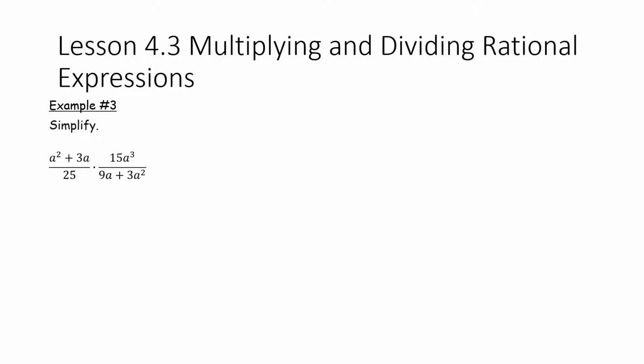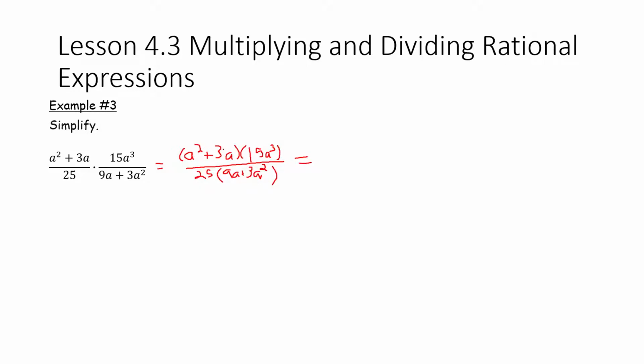When we're multiplying fractions, you multiply straight across. So let's do that. This turns into a squared plus 3a times 15a cubed. And then that's all over 25 times 9a plus 3a squared. Now from each of these units, if there's something shared between them, we can pull those out.